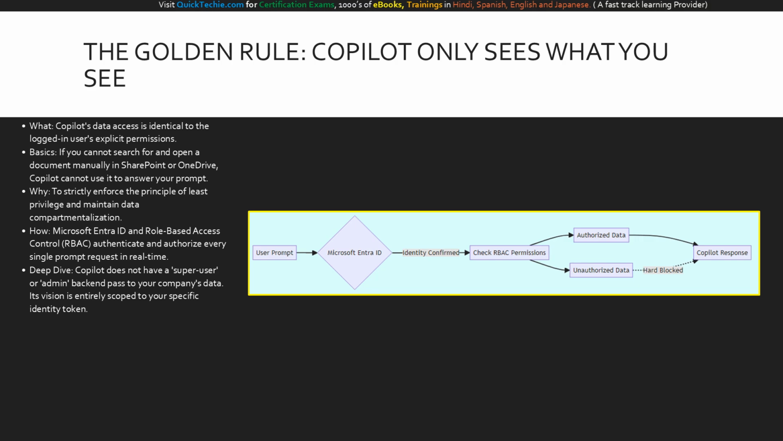Let's trace the journey of a prompt on the screen. The user submits a prompt, which immediately hits the Microsoft Entra ID checkpoint. Once your identity is confirmed, the system checks your RBAC permissions. Notice the split here. The top path allows authorized data to flow into the Copilot response engine. But look at the bottom path for unauthorized data. It features a dashed line indicating a hard block. That restricted data never reaches the AI reasoning engine, meaning your prompt results are safely and automatically limited.